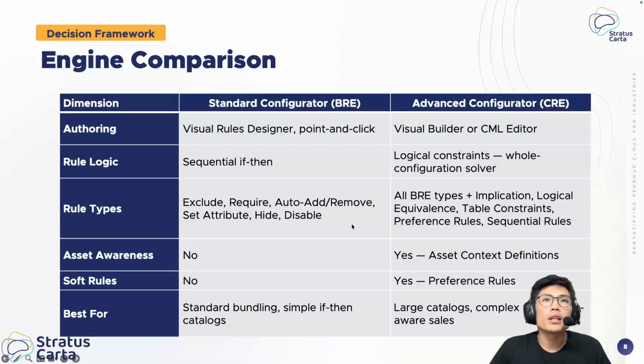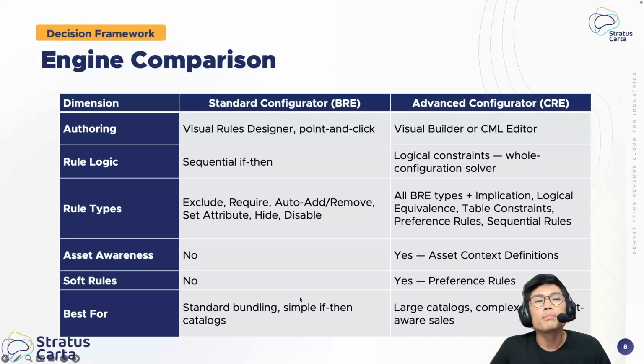And for rule types and capabilities, BRE can exclude, require, auto-add, remove, set attribute, hide, and disable. For CRE, it can do everything that the BRE can do and more. It can do implications, logical equivalence, table constraints, preference rules, and sequential rules. When you want to access assets and you want to enforce soft rules, that is available in CRE, and it's not available in Standard Configurator.